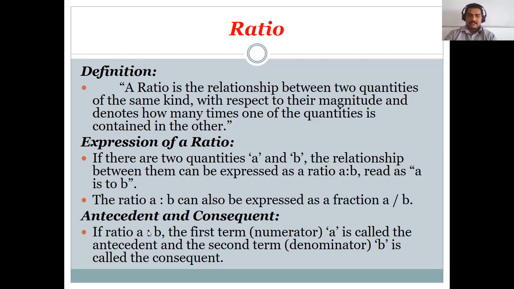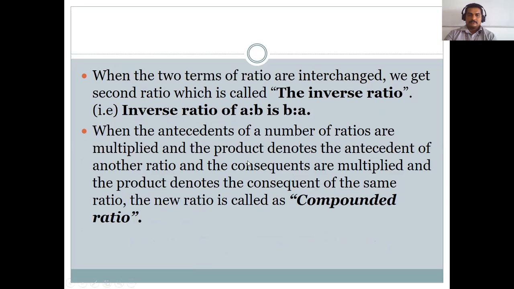Here the first quantity is called the antecedent, and the second quantity is called the consequent. So antecedent and consequent are the two quantities used in the concept of ratio. The next concept is inverse ratio. Inverse ratio means that when we write two quantities in a ratio and interchange the antecedent and consequent, that is considered an inverse ratio.